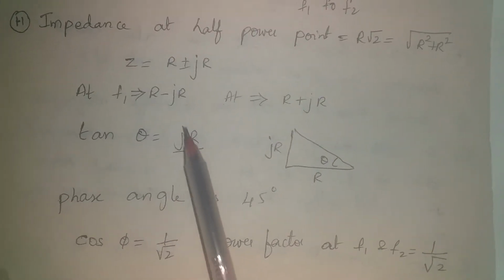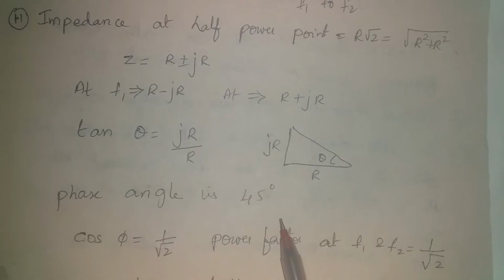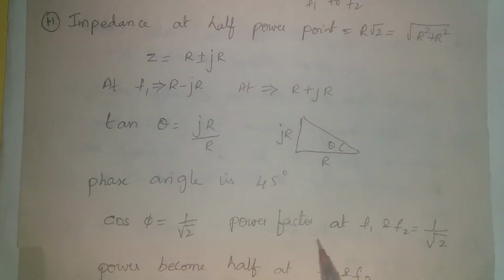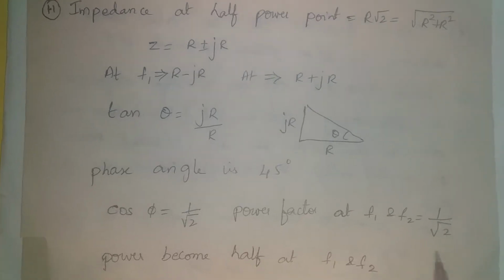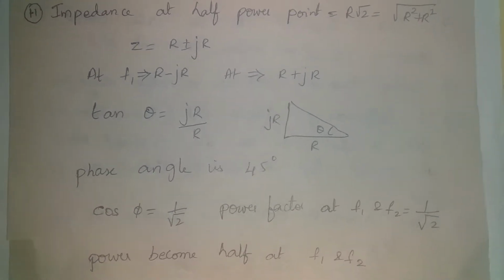Tan theta is equal to jR by R. So that's how phase angle is 45 degrees. Cos phi is 1 by root 2 and power factor at F1 and F2 is 1 by root 2. Power becomes half at F1 and F2.